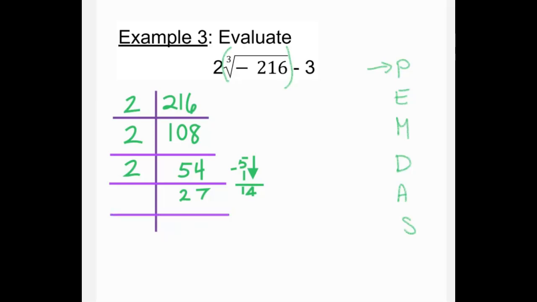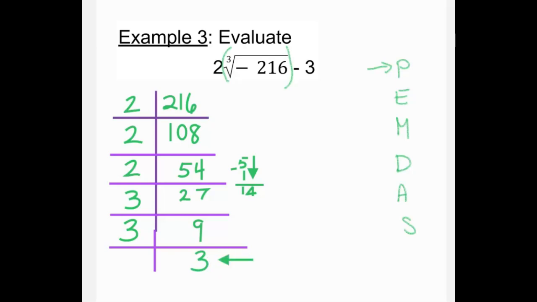And we have 3 that would go into 27. 3 times 9 will give us 27. And 9 is not a prime number, so we have to do another round of long division. What would go into 9, a prime number? 3. 3 would go into 9 3 times. And then that last 3 right there is a prime number.